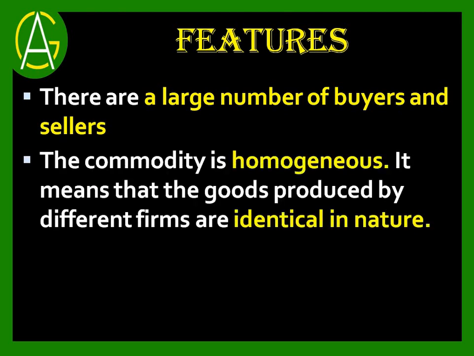Next, the commodity here is homogeneous. Homogeneous means identical in nature. So all the sellers who are selling the products, all of them are considered as homogeneous products or identical products. So the products sold by each of them will be equal in all the manners. They will be similar in all the viewpoints.